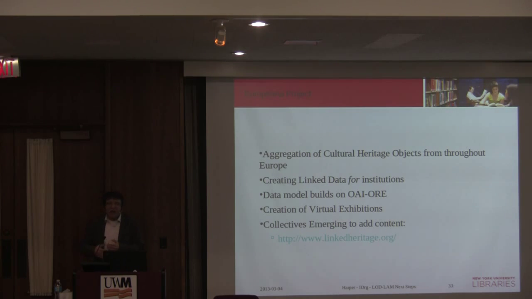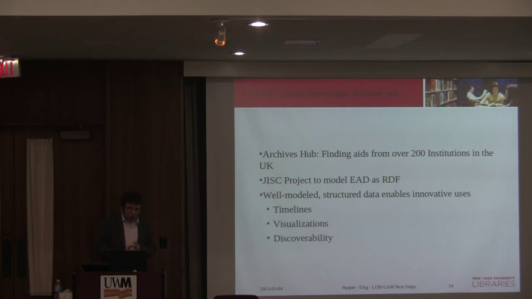Europeana, I mentioned, is an aggregation of cultural heritage objects from throughout Europe. They're creating linked data for institutions. I think it's one of the things that's cool about this. They have people who are working with institutions who don't have the capacity to generate this stuff themselves to help them get that online. They've got a pretty robust and well put together data model. And they've got these neat interfaces for putting together virtual exhibitions that the institutions can then build. And I'll show you an example of that in a bit.